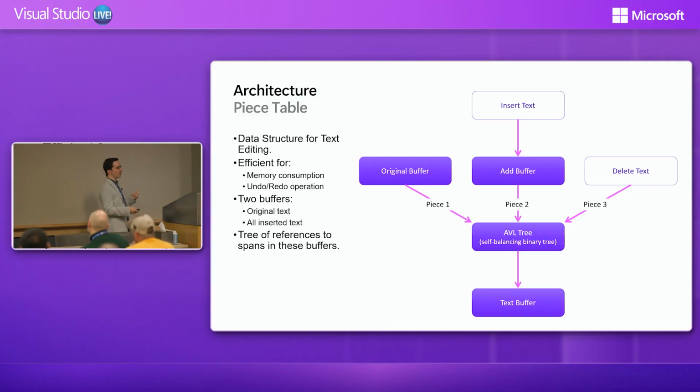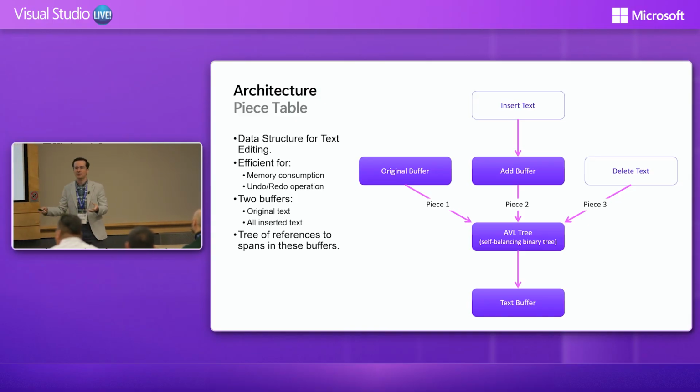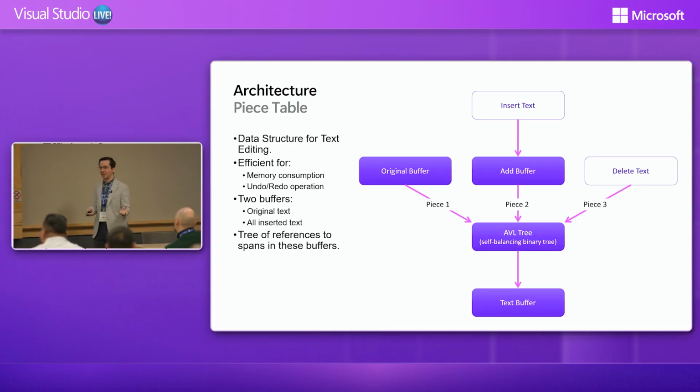Now, all the insert operations such as typing text and delete operations such as removing code from your text document, all this gets gathered into what we call a self-balancing binary tree, which essentially keeps track of all your changes and where they are in these buffers. And then with this, we're able to rebuild your whole document and send that to the text buffer in the end.